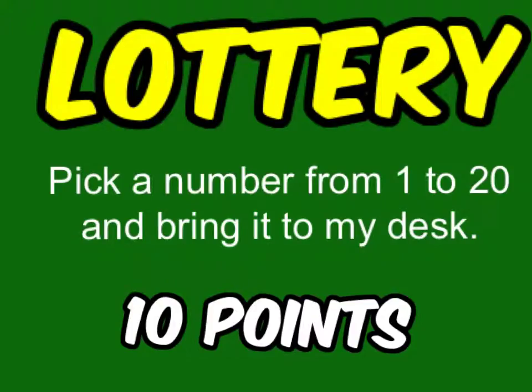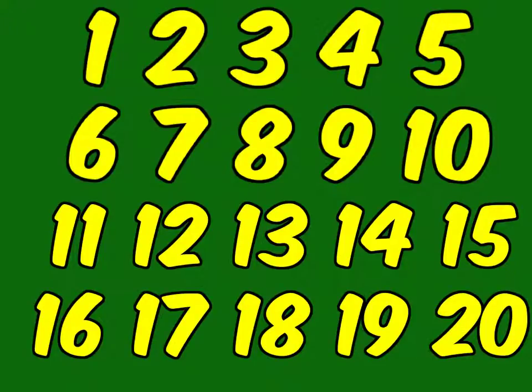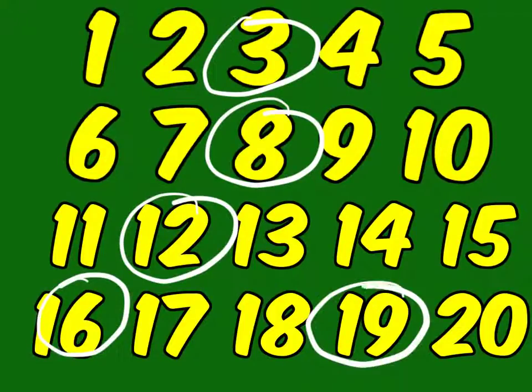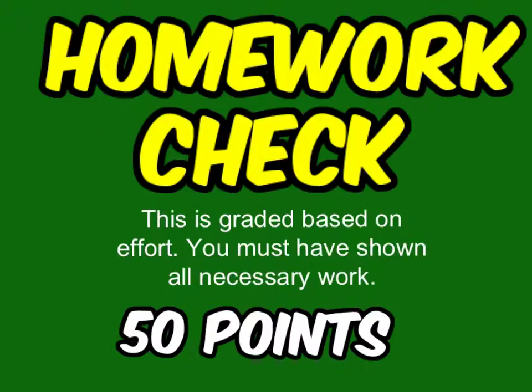Pick a number from 1 to 20 and drop it off. The winning numbers today should be 3, 8, 12, 16, and 19. Homework check, bring it up here. Show me what you have.